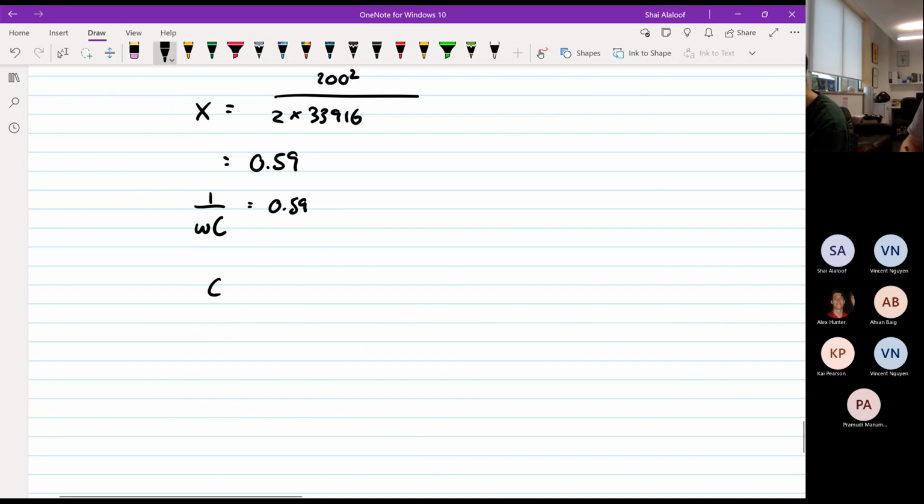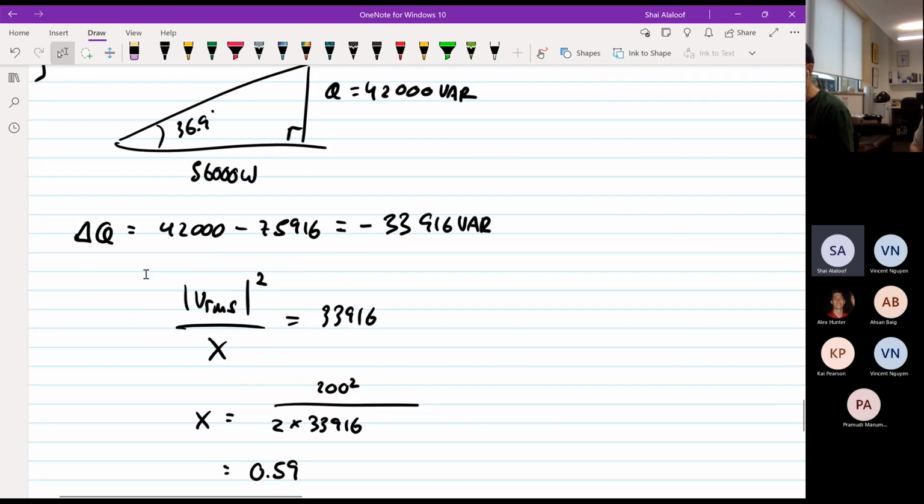So C equals 1 on omega times 0.59, where omega is 2 pi times the frequency, so 2 pi times 50 times 0.59. You get about 5.4 millifarads. So 5.4 millifarads. Cool. That's it, right?